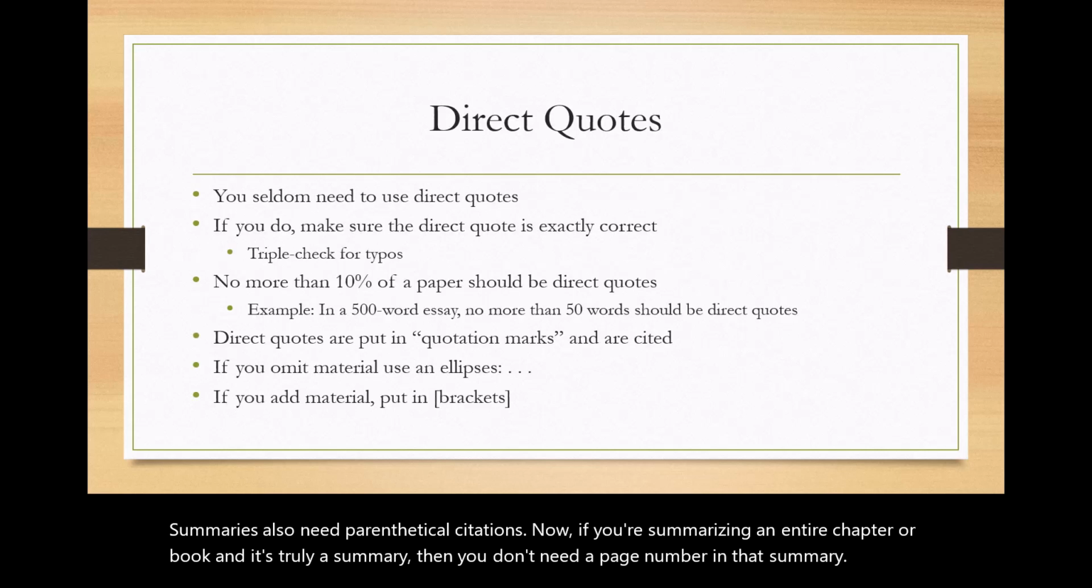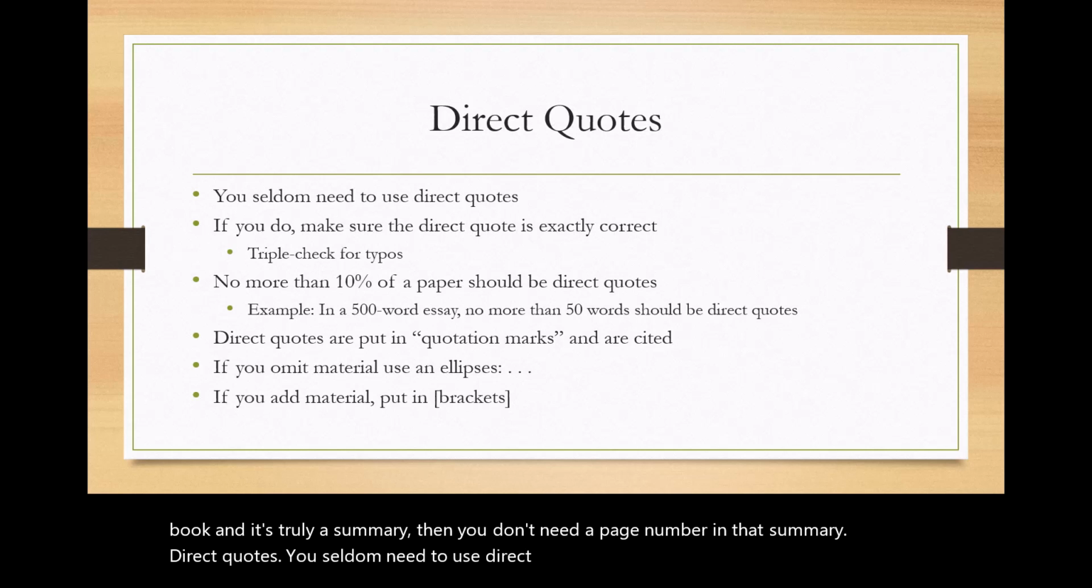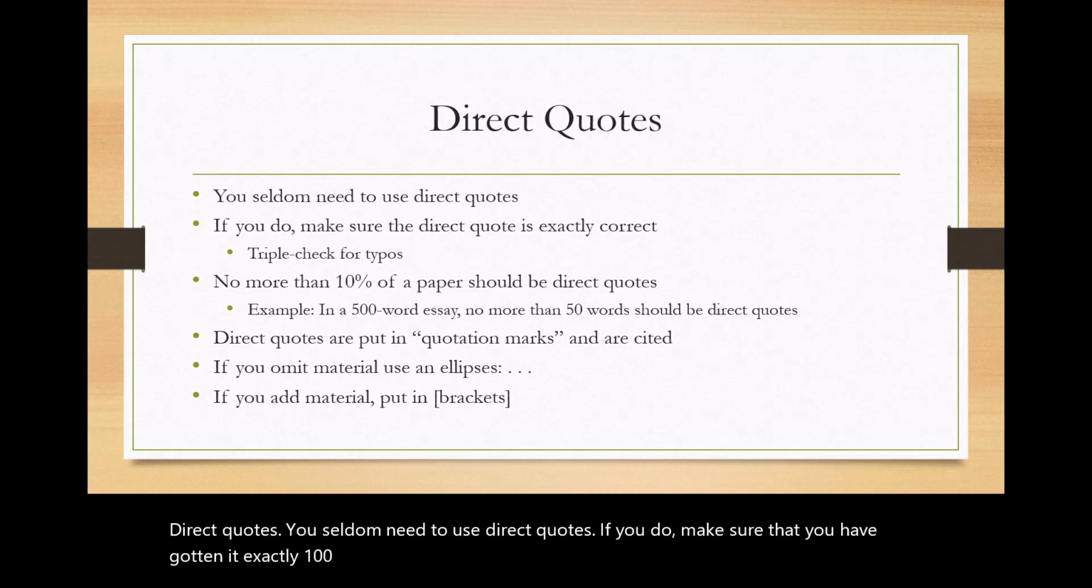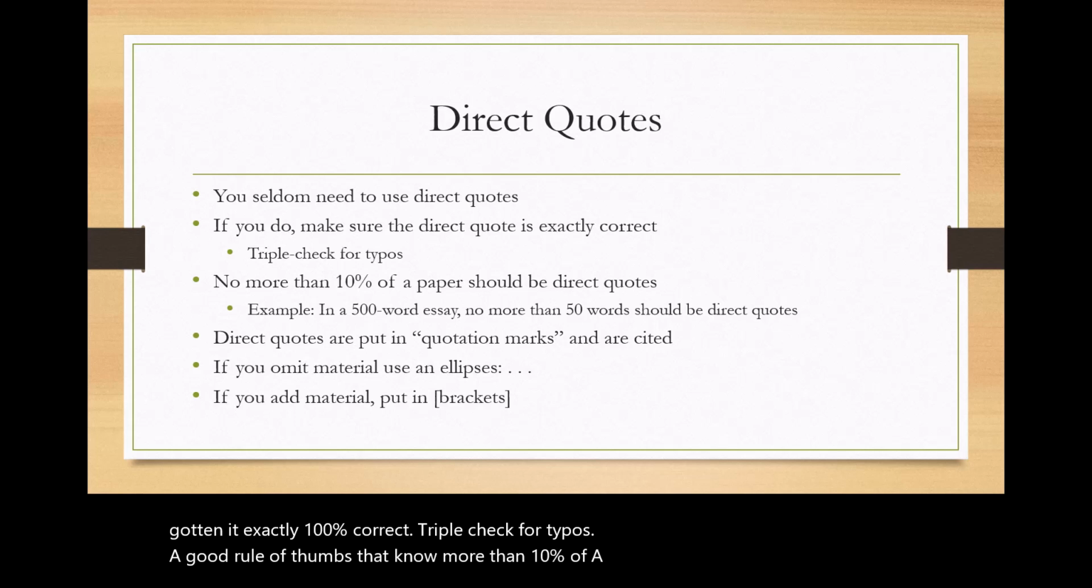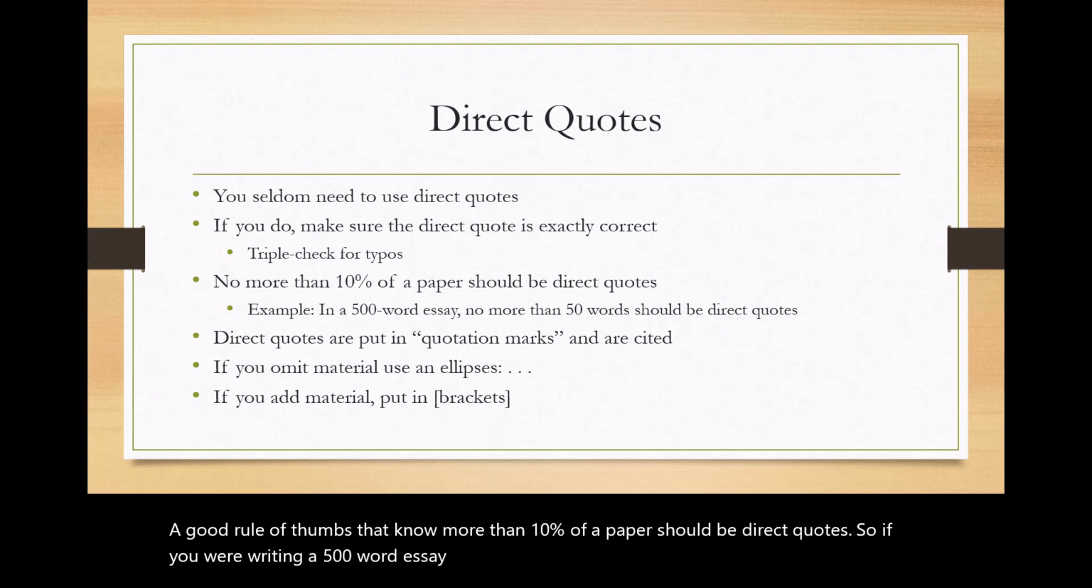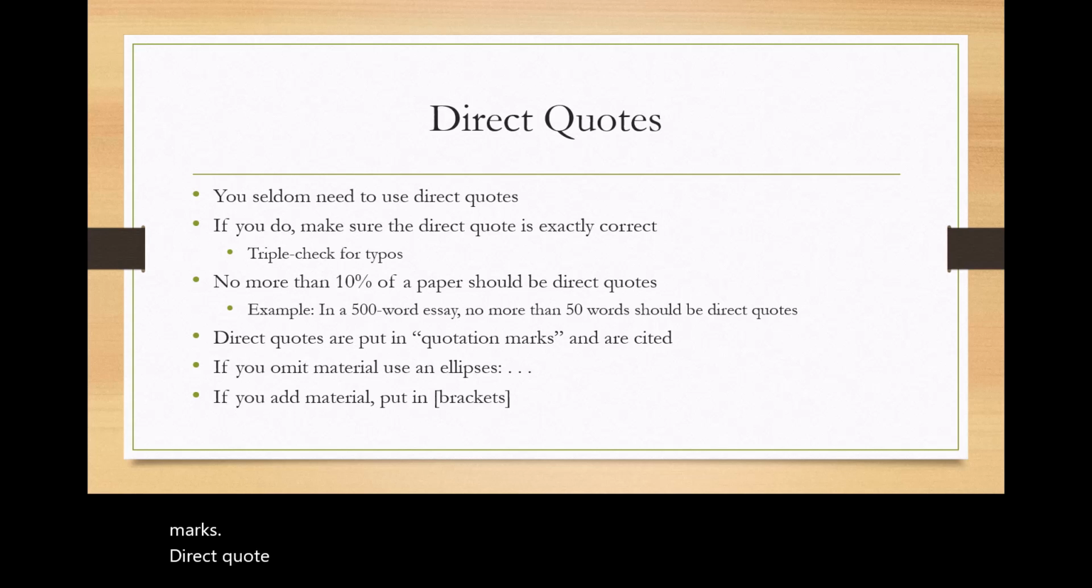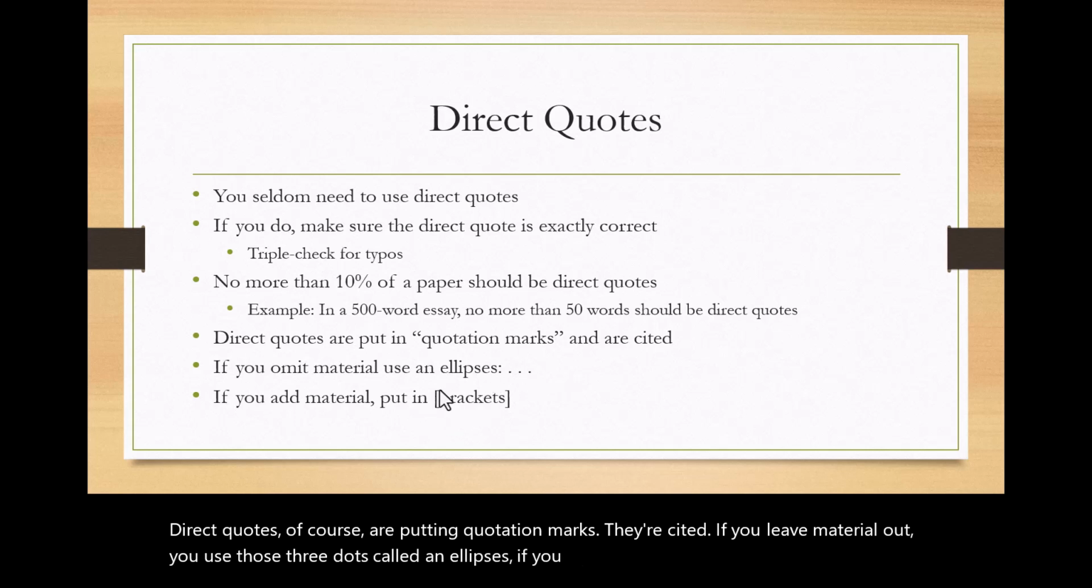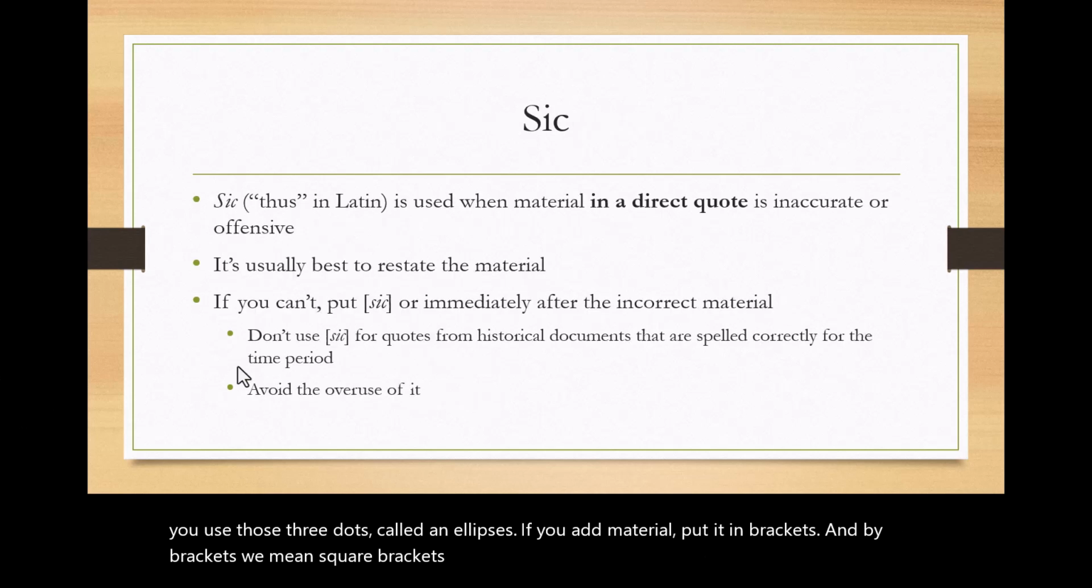Direct quotes. You seldom need to use direct quotes. If you do, make sure that you have gotten it exactly 100% correct. Triple check for typos. A good rule of thumb is that no more than 10% of a paper should be direct quotes. So if you are writing a 500-word essay, no more than 50 of those words should be in quotation marks. Direct quotes, of course, are put in quotation marks. They're cited. If you leave material out, you use those three dots called an ellipsis. If you add material, put it in brackets. And by brackets, we mean square brackets, not parentheses.